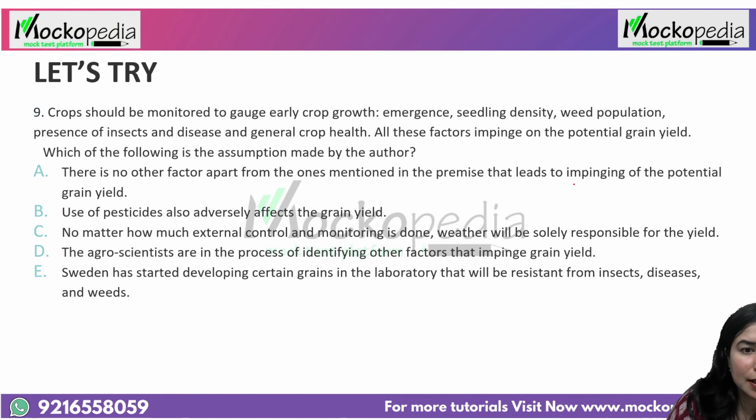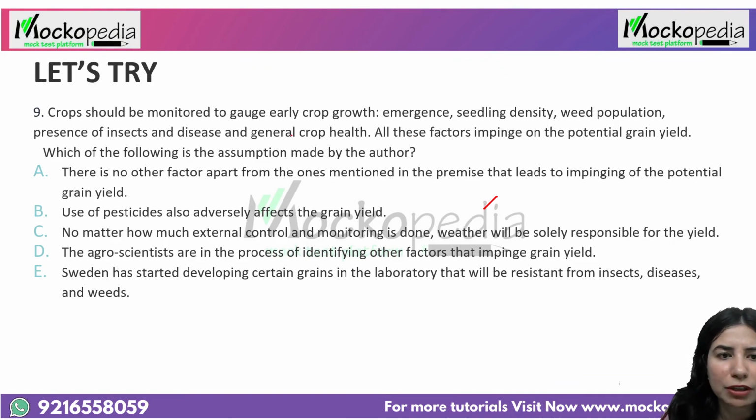Let's try this. Which of the following is the assumption made by the author? So this is an assumption question, right? Crops should be monitored to gauge early growth, emergence, seedling density, weed population, presence of insect and disease, and general crop health. All these factors impinge on the potential grain yield. So these factors should be playing an important role, and they should be seen properly, right? So let's take a look at the answer choices.